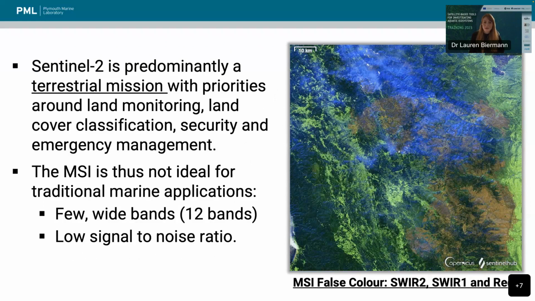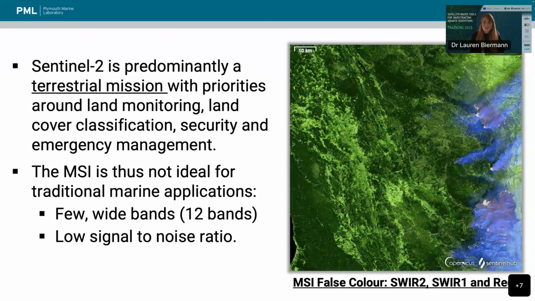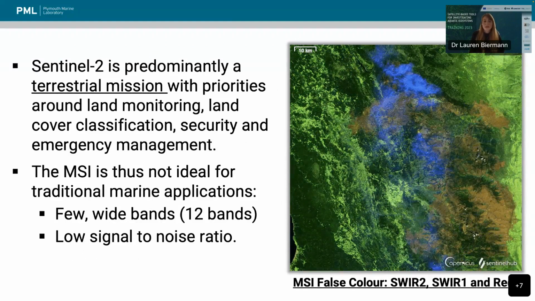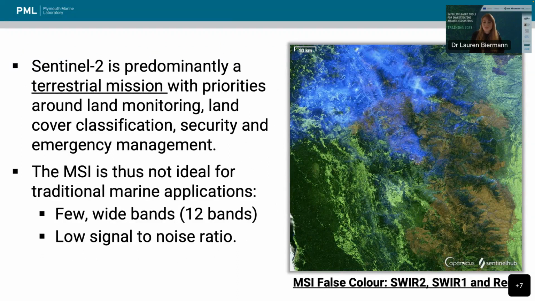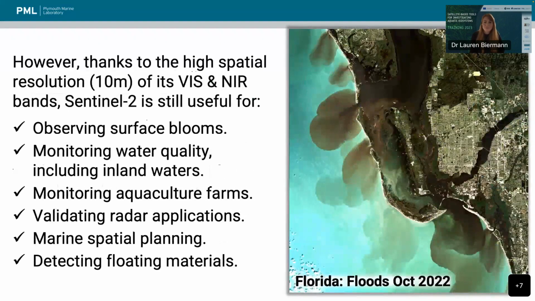Its priorities are around land monitoring, but it has few bands. So we talked about OLCI, we said it had 21 bands. Sentinel-2's got 12. And it doesn't have an excellent signal to noise ratio for that sensitivity that we managed to get out of OLCI. But it does have some strengths, mainly based on its high spatial resolution.